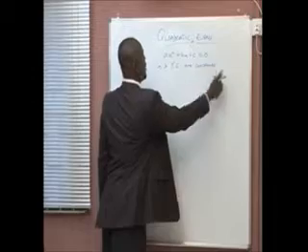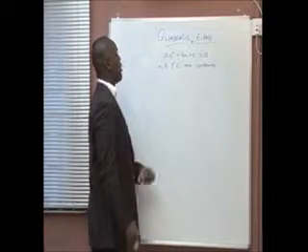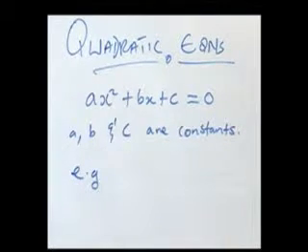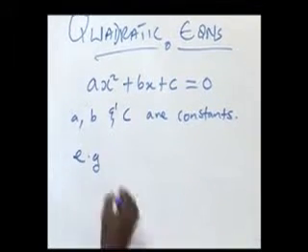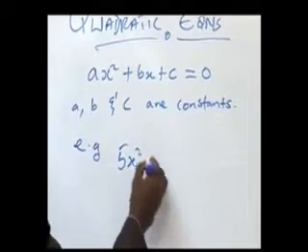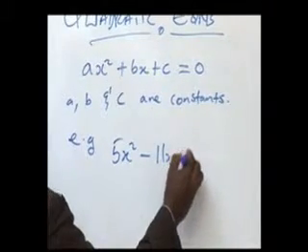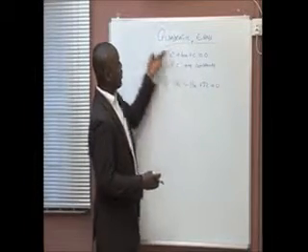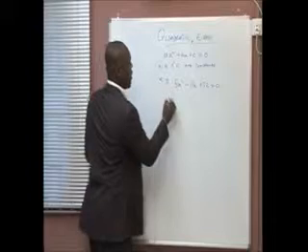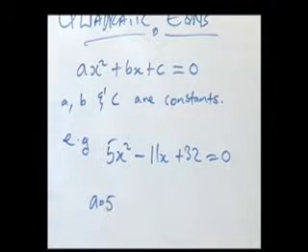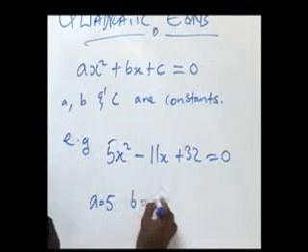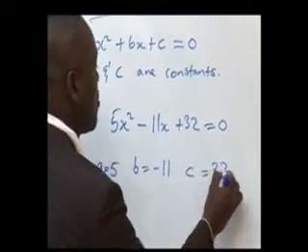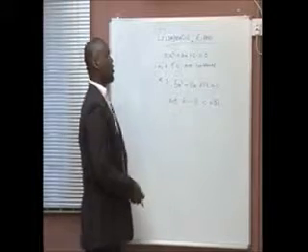What do I mean by constants? It means they are whole numbers, or they are actually numbers. Let's look at an example. A quadratic equation can take this form, say 5x squared minus 11x plus 32 is equal to 0. If you compare this with the general form, you find that our a is equal to 5, b is equal to minus 11, and our c is equal to 32.